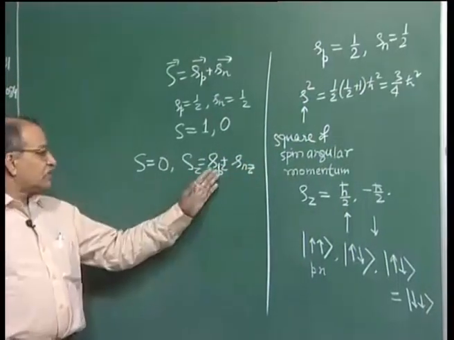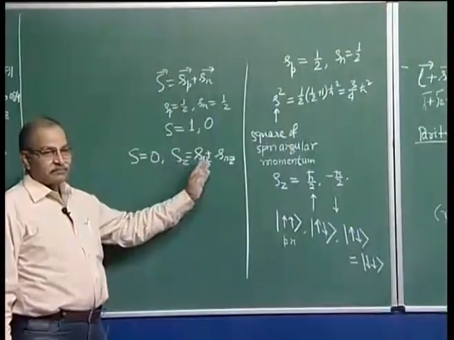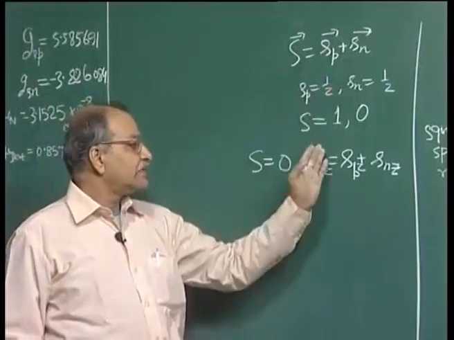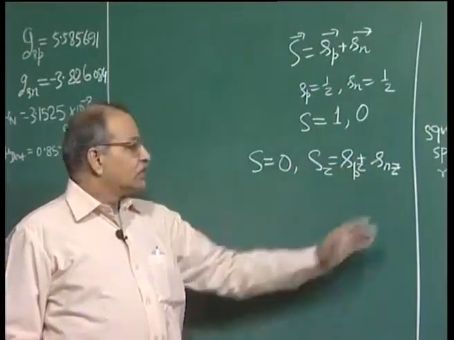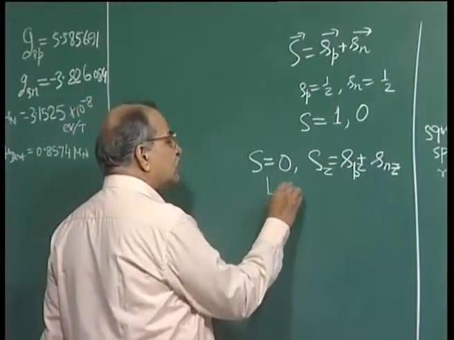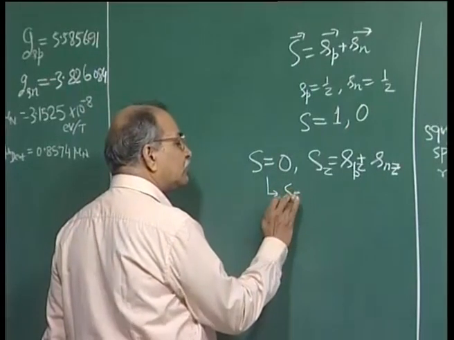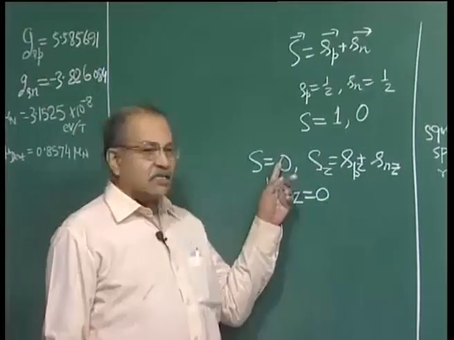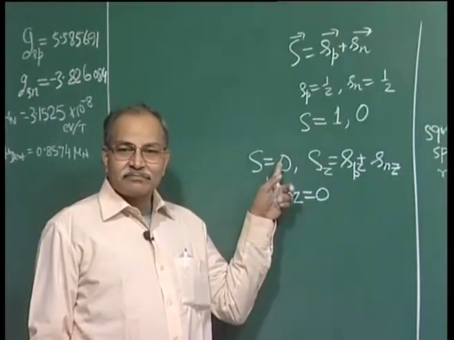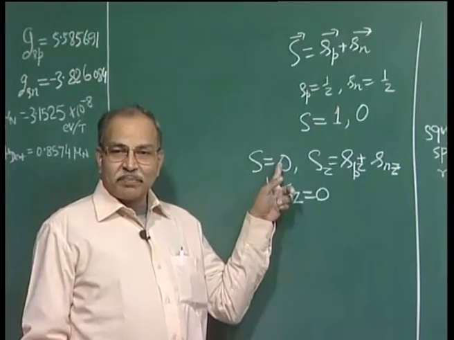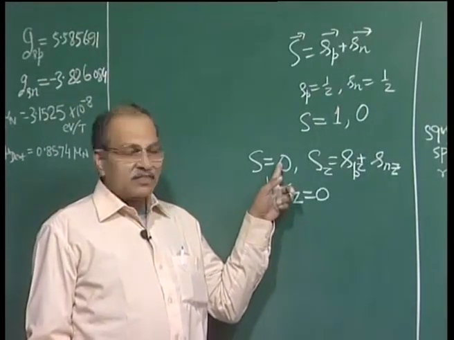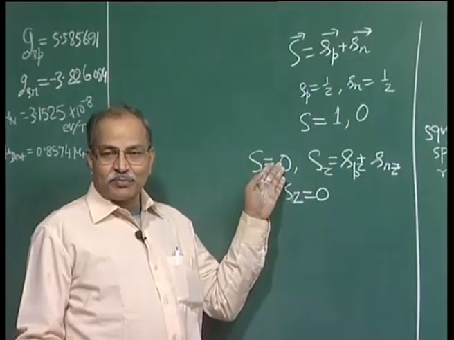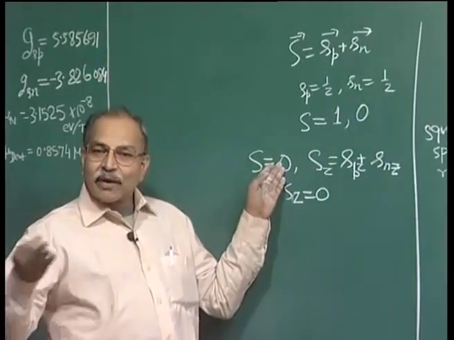Okay. The Z components add. S is Sp plus Sn, and the Z components also add: Sz is equal to Spz plus Snz. So, for S equal to 0, Sz can only be 0, right. If the angular momentum is 0, that Z component has to be 0. If S is equal to 1, then the Z component can be ħ, 0, or minus ħ.